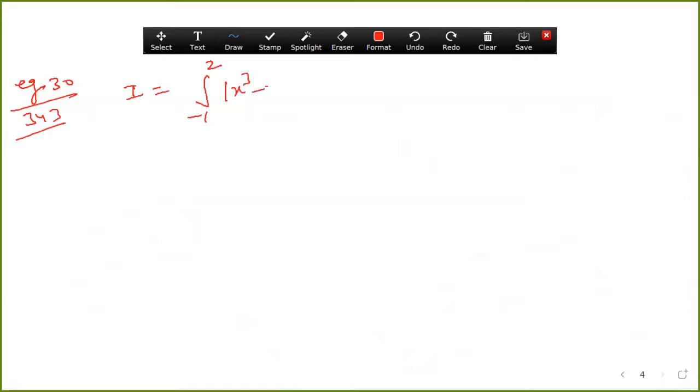Mod of x cube minus x. In such types of questions, you have to just pick the function. The function is x cube minus x. Because the mod sign is there, you have to check where it is positive or negative. You have to get the intervals where this function becomes positive or negative. First of all, simplify it, factorize, get the factors of the expression.